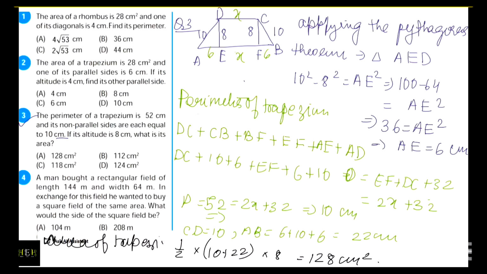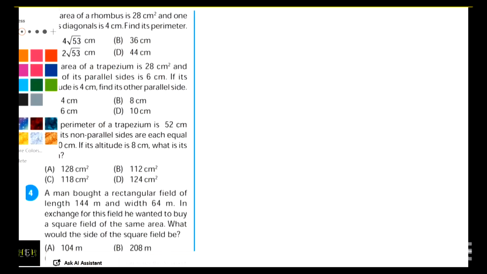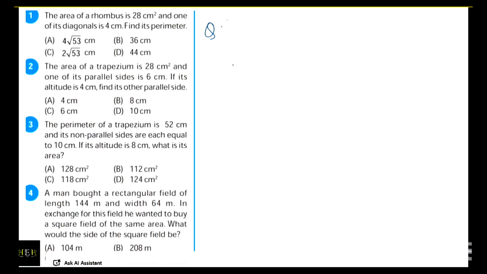Okay, now see question number 4. The man bought a rectangular field of length 144 meter and width 64 meter. In exchange for this field, he wanted to buy a square, and a square has all the sides equal. The dimensions of the rectangle are 144 meter and 64 meter. So they are asking about the side of the square, where both have the same area.